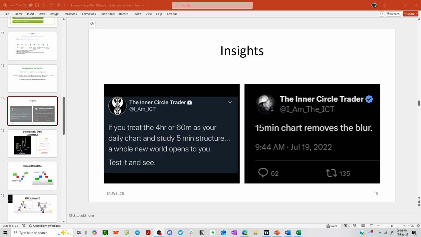This is something I need to do for myself as much as I need to do it for you guys. But also the 15-minute chart removes the blur, right? So to me, if these other higher time frames are not clear to you, then keep dropping down. That also changes your identity.